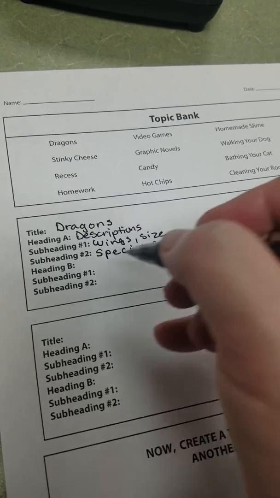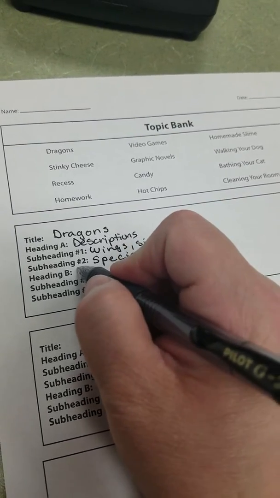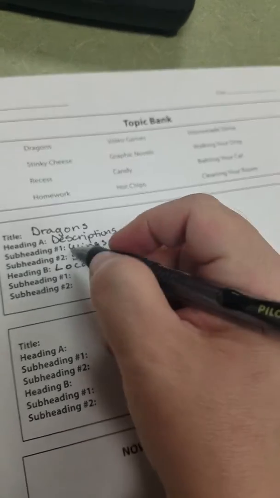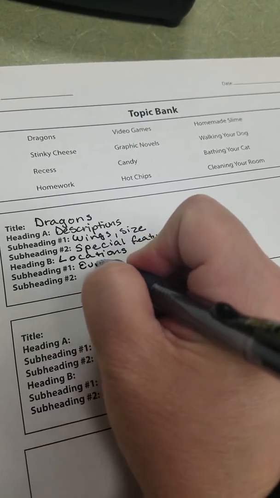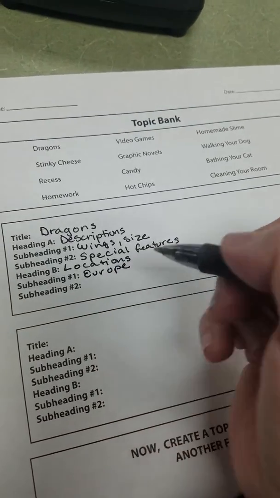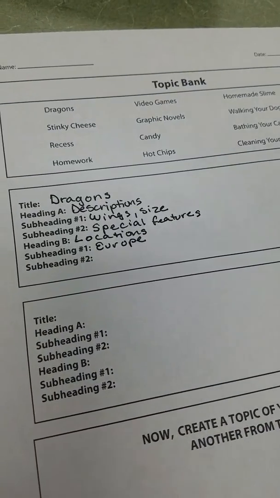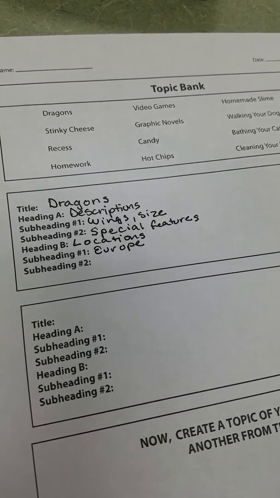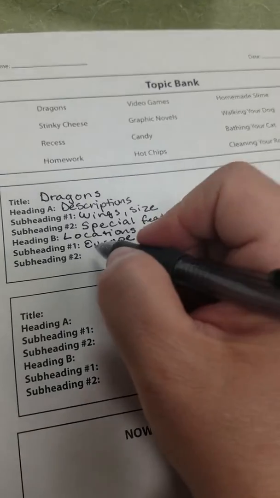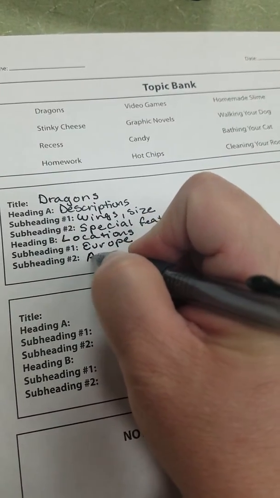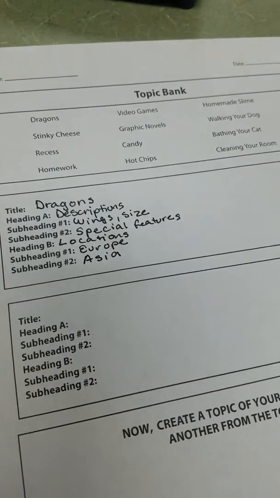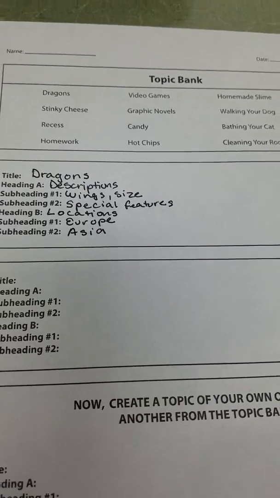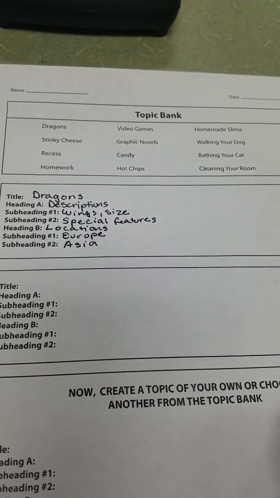And then we're going to look at heading 2. So we talked about descriptions. Let's talk about locations and where you can find them. Some are going to be from like Europe. Places like Romania and Ireland and Scotland, if you think about How to Train Your Dragon. And maybe another subheading might be Asia, which is another continent that has things like China, Japan, India, those kinds of places, Korea, or Middle Eastern even.